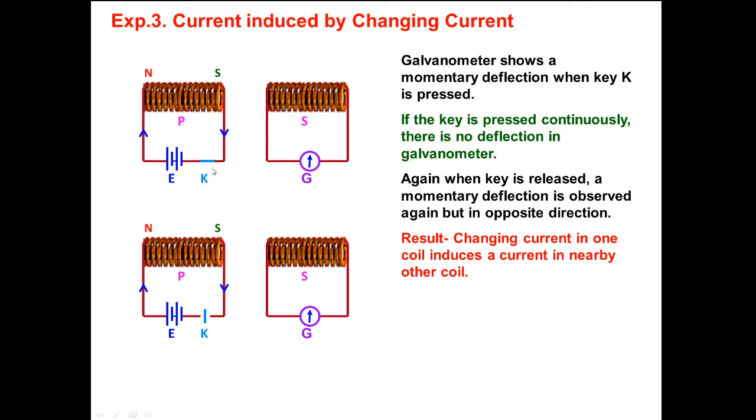So when the switch is on, current increases in this coil from 0 to maximum. So here flux linked with this coil changes, and again when it is off, current decreases from maximum to 0. So there's a flux linked with this coil, it changes. So when I changes, B will change because B equals mu naught N i.